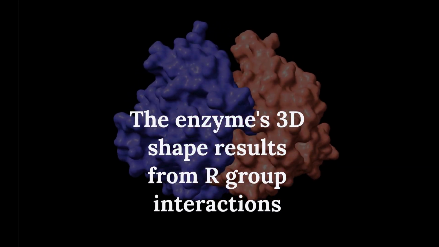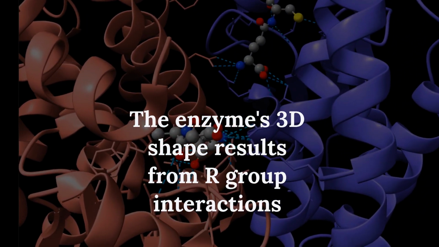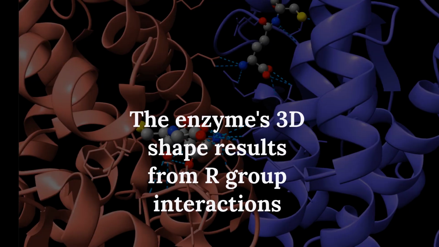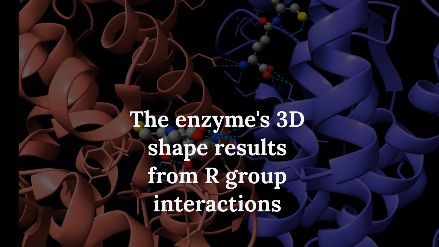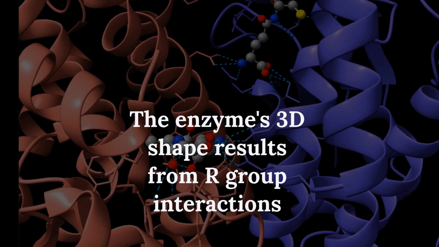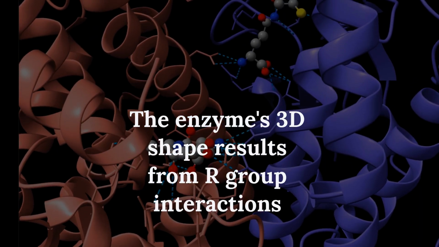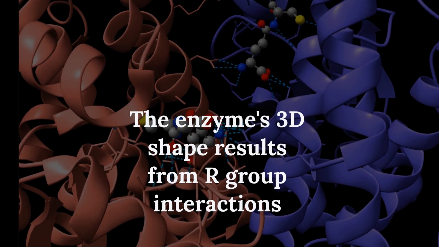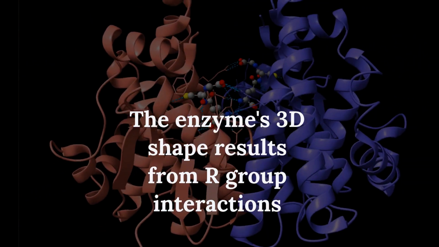The tertiary structure is the enzyme's three-dimensional shape formed by interactions between R groups. These include hydrogen bonds, ionic bonds, disulfide bridges, and hydrophobic interactions. The active site is a specific region formed within this structure. Some enzymes have a quaternary structure consisting of multiple polypeptide chains. These chains work together to form a functional enzyme.